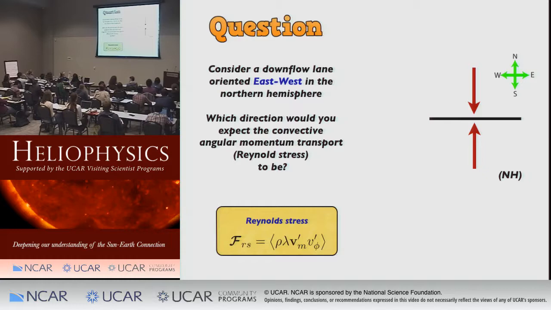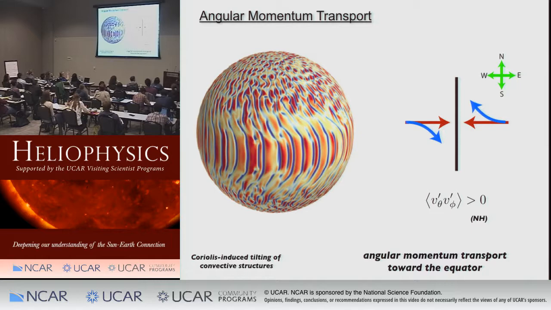All right, so let's go back to this. This has a negative V phi, goes toward the west, and a negative V theta, because it's going north. So when you multiply them together, this is positive. And then you look over here, this has a positive V phi and a positive V theta. So both of them are greater than zero. Does that make sense?